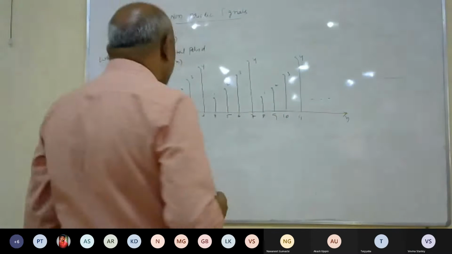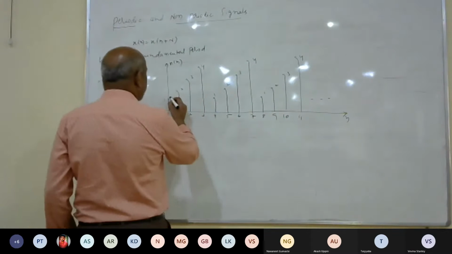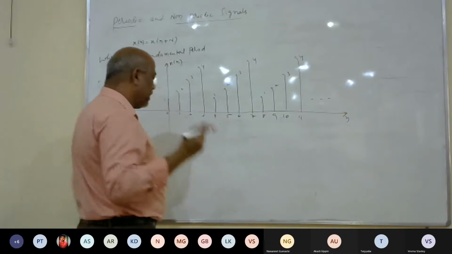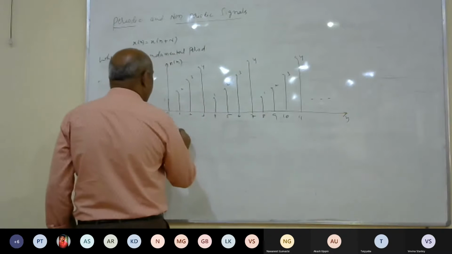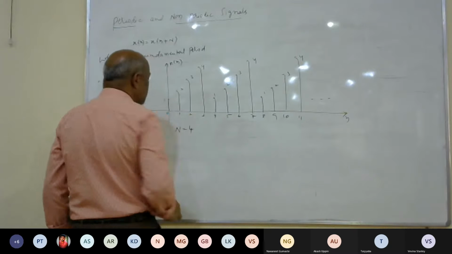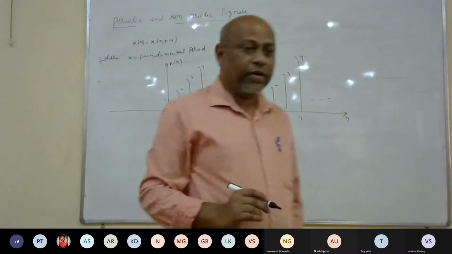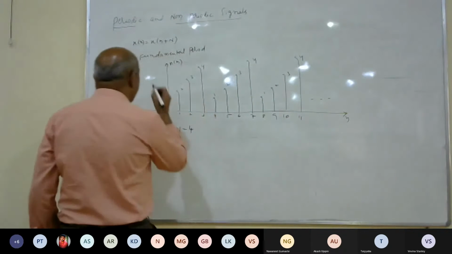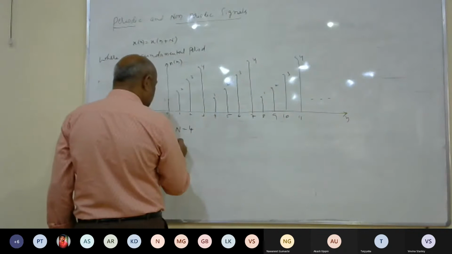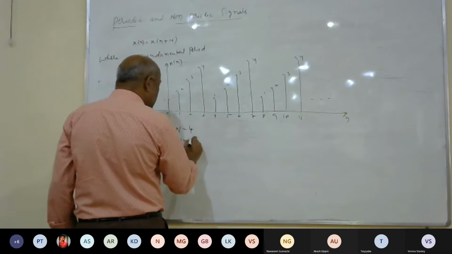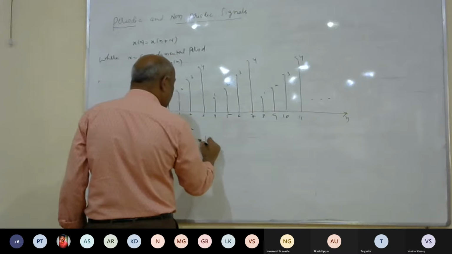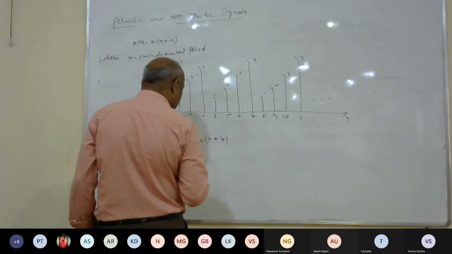Here the number of samples is 1, 2, 3, 4. These four samples are repeating here. That's why we take the fundamental period as 4. Now, if you want, you can check with the mathematical expression, that is x of n is equal to x of n plus 4.